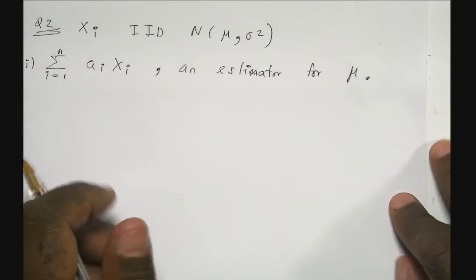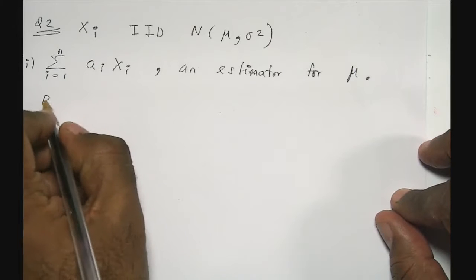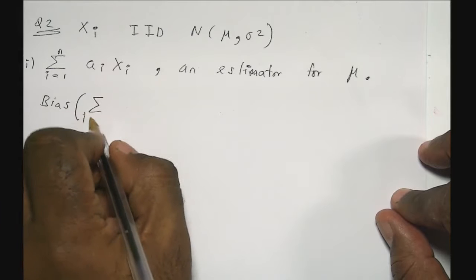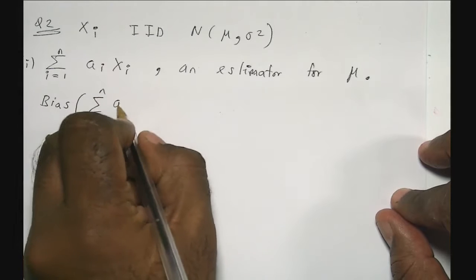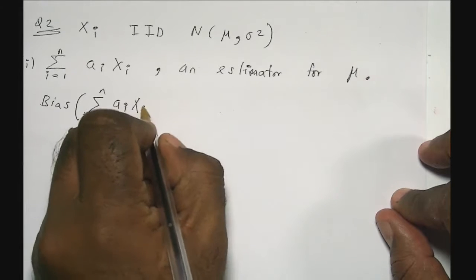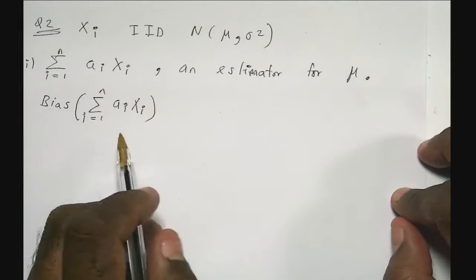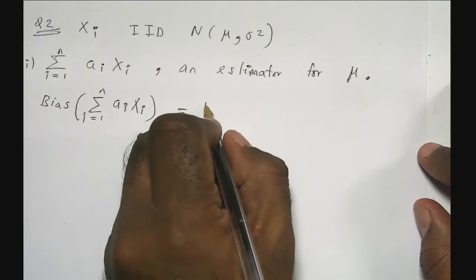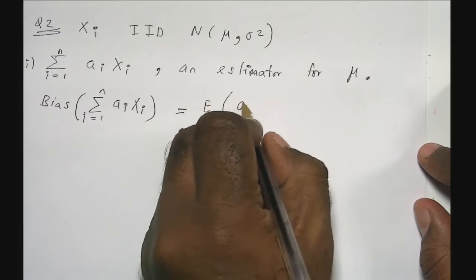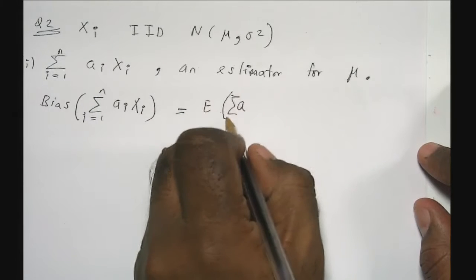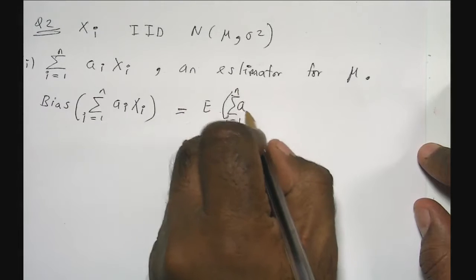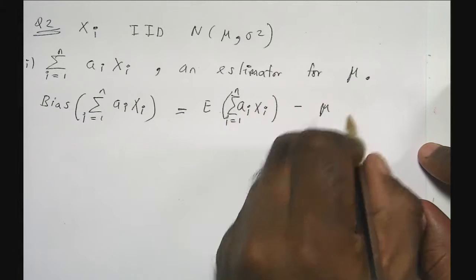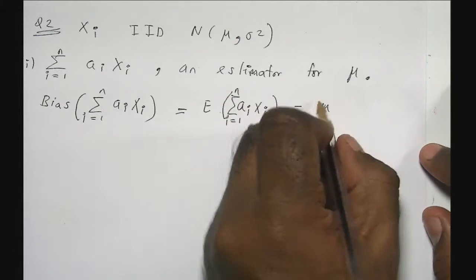unbiased, right? To show that something is unbiased, you need to find the bias, okay, which is the expectation of the estimator minus mu, right? This is mu, guys, mu.